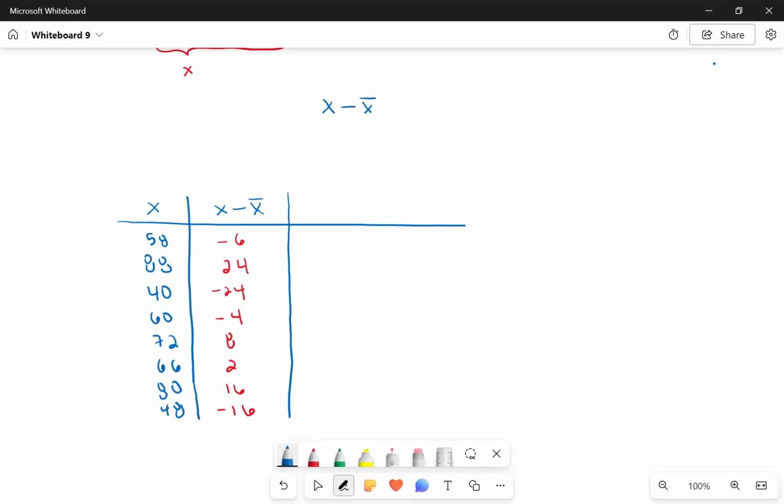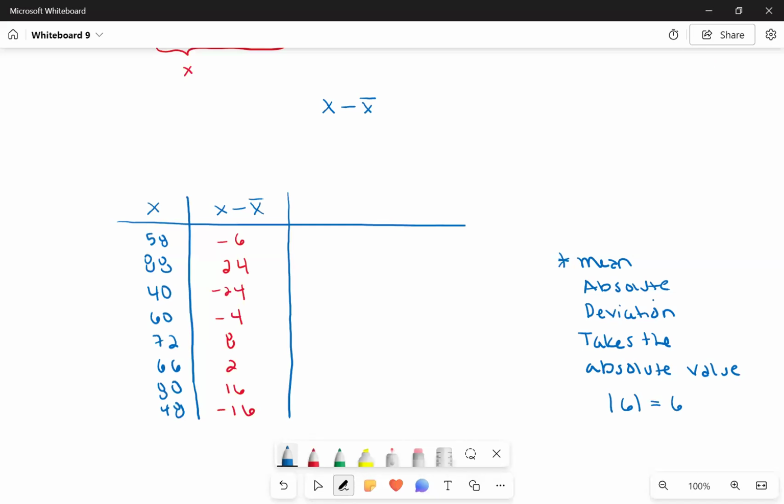The absolute value is the distance a value is from 0. So the absolute value of 6 is 6, and the absolute value of negative 6 is also 6, because they're both the same distance from 0 on the number line. So we can go through and take the absolute value of all of these, then add them up and divide by how many there are.